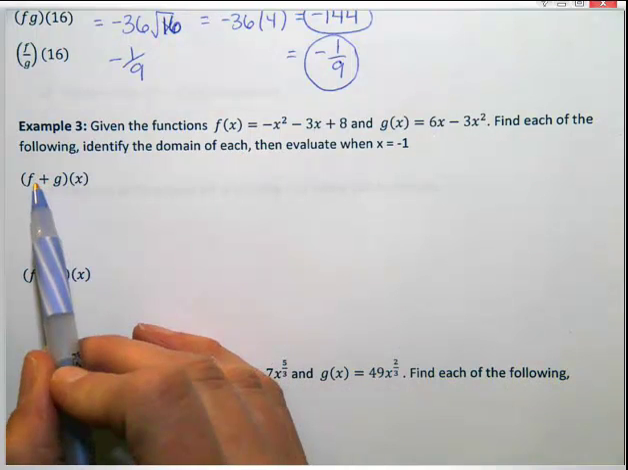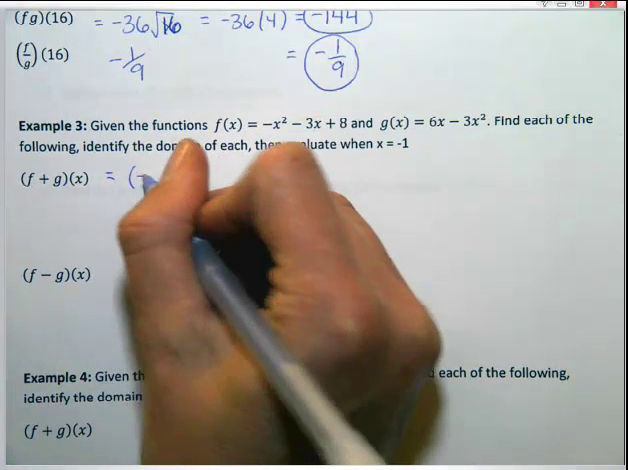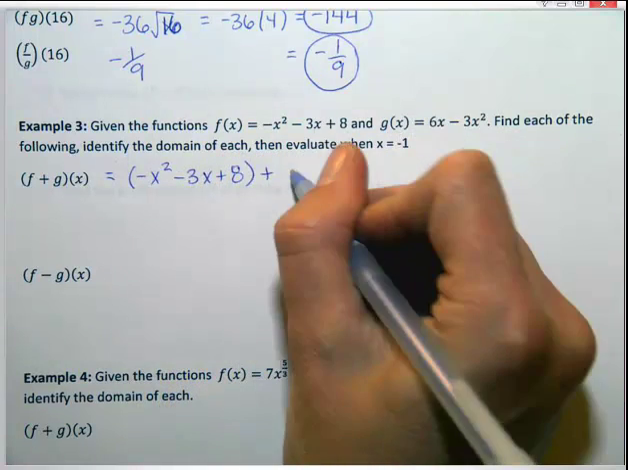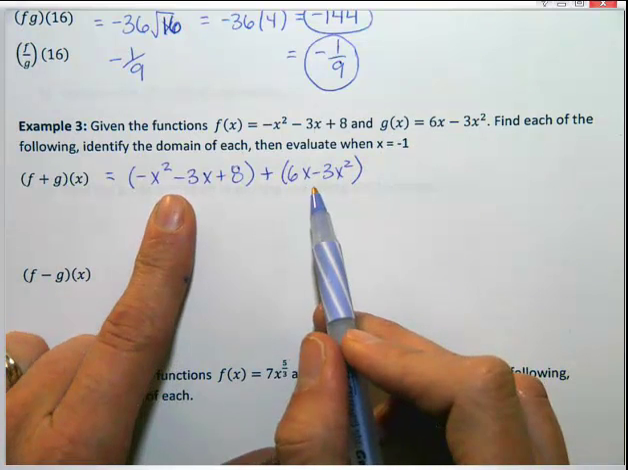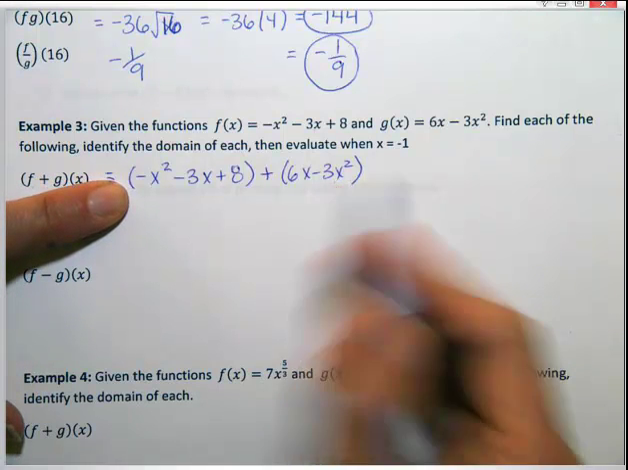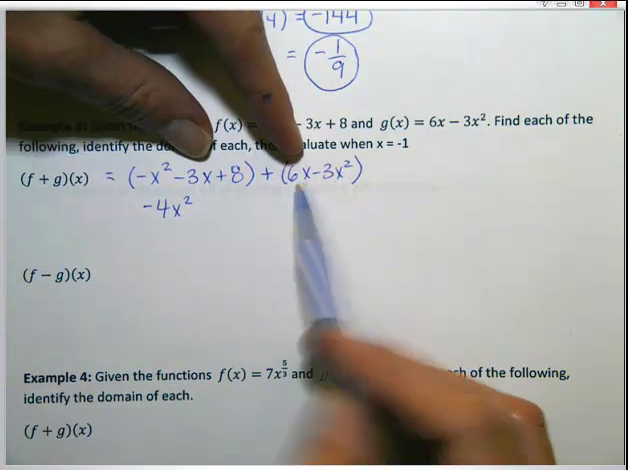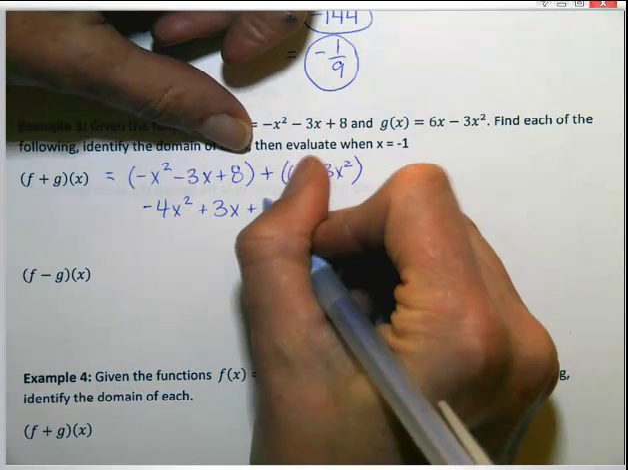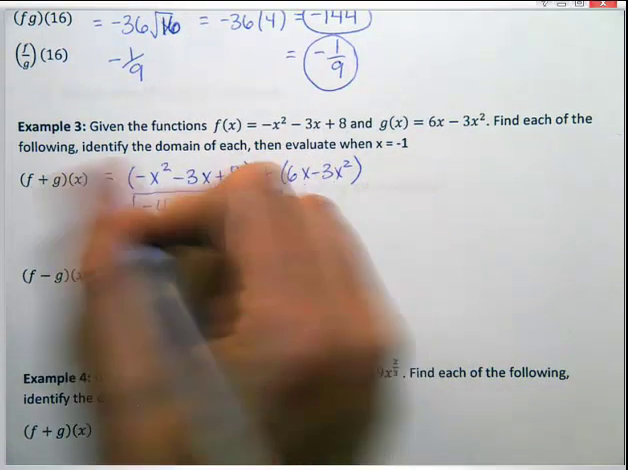So first of all, to find the function f plus g of x, we're going to add the f function, negative x squared minus 3x plus 8, with the g function, 6x minus 3x squared. When we add polynomials, we add the like terms. So negative x squared and negative 3x squared will combine to be negative 4x squared. The negative 3x and the positive 6x makes positive 3x. In the 8, there's no other like terms with that constant, so plus 8. So there's our resulting function from adding f plus g.